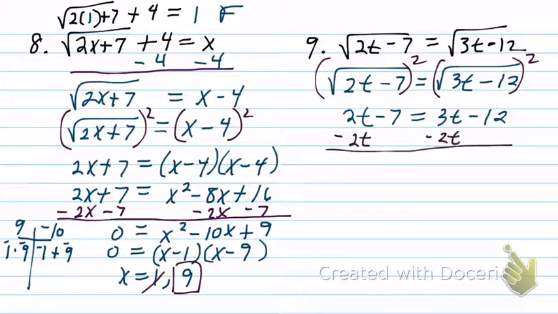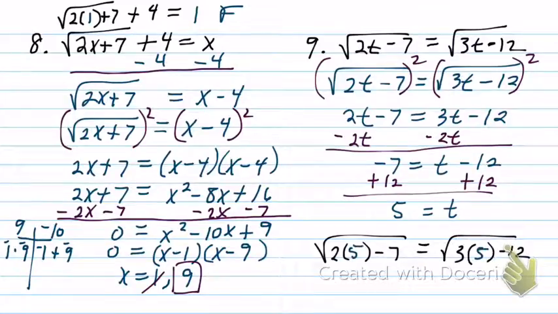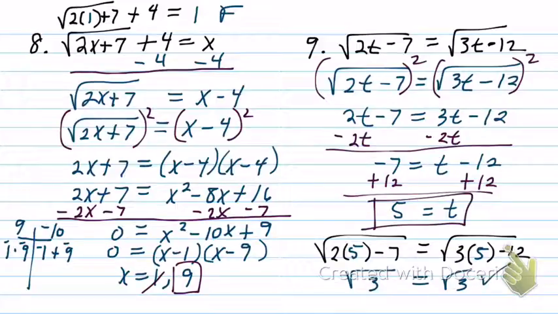Let's go ahead and get t on one side. We'll have to add 12 to both sides, and we get t equals 5. If you check that, you'll see that this does work. Let's see, 10 minus 7, that's square root of 3. And 15 minus 12, we're also going to get square root of 3 on the other side. So that is equal, 5 is our solution.